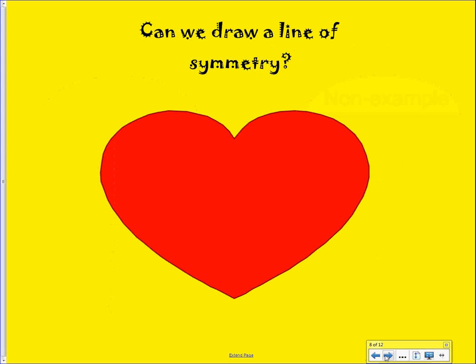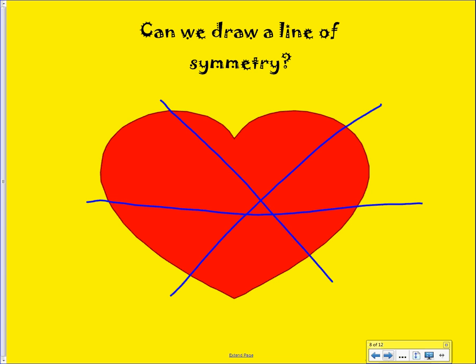We talked about, can we draw a line of symmetry on this card? We went through each one and I said, can you draw a horizontal? And we drew it and said, no, that wouldn't be the same. Could we draw a diagonal? Either way, no, that wouldn't be the same. Could we draw a vertical? And yes, we could. So it has one line of symmetry and it's vertical.